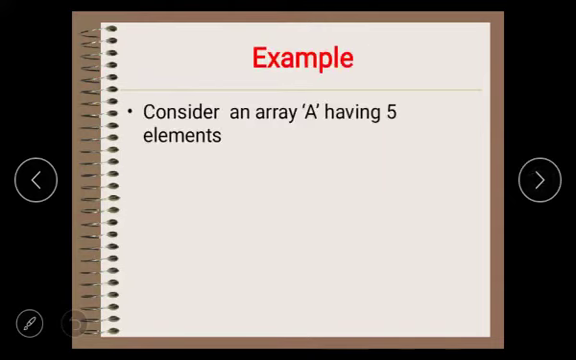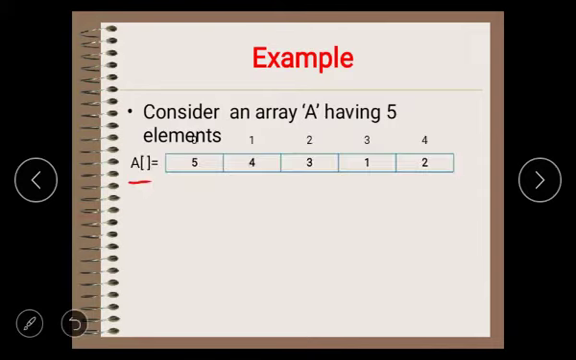Consider an array which has 5 elements. This is the array A, which has the 5 elements 5, 4, 3, 1, 2 with the index values 0 to 4. As we all know, the index range starts from 0 to n minus 1, where n is the number of elements present in the array. Here the number of elements is 5, so n minus 1 is 4. That is the reason why this array has the index values from 0 to 4.